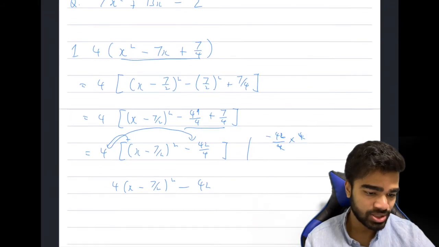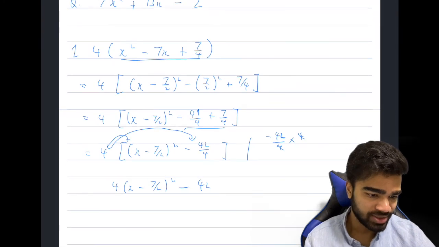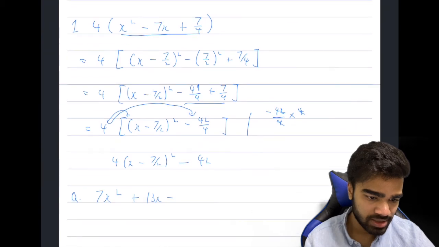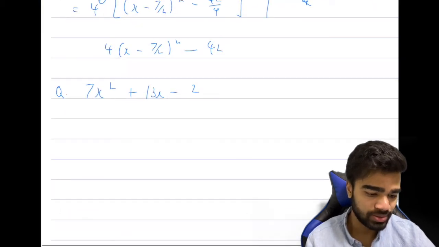So let's do the last question. It's going to be kind of tricky, this one. I made it hard on purpose, so you can see how annoying these things get. So if you have 7x squared plus 13x minus 2. All right, let's do it.